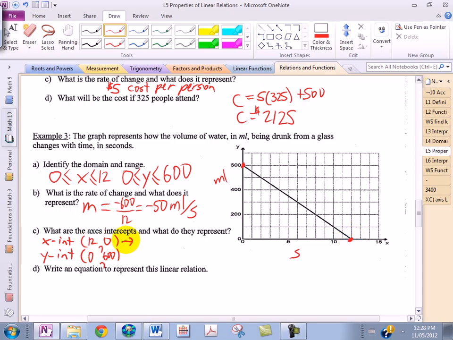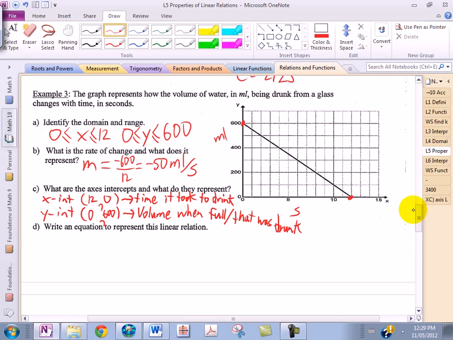So what does this intercept represent? How long it took? Yeah. So the time it took to drink. Okay. And the y-intercept, what does that represent? The amount of water. The amount of water, or the volume, in this case, the scientific word, volume, when full, or you can even put the volume that was drunk.